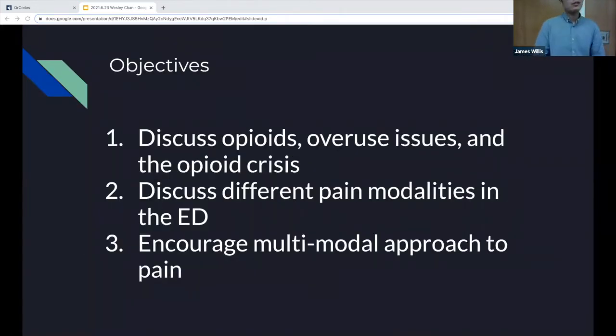So my objectives today are to discuss opioids, the overuse issues, as well as the opioid crisis, discuss the different pain modalities that we can use in the ED, and then encourage a multimodal approach to pain control.